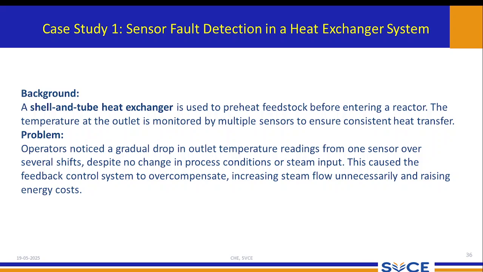Case study 1: sensor fault detection in a heat exchanger system. A shell and tube heat exchanger is used to preheat the feedstock before entering the reactor. The temperature at the outlet is monitored by multiple sensors to ensure consistent heat transfer. The problem: operators notice a gradual drop in outlet temperature reading from one sensor over several shifts, despite no change in process condition or steam input. This caused the feedback control system to overcompensate, increasing the steam flow unnecessarily and raising the energy cost.